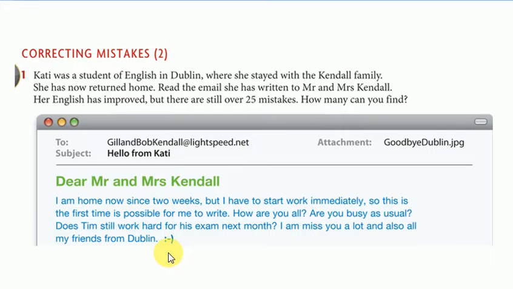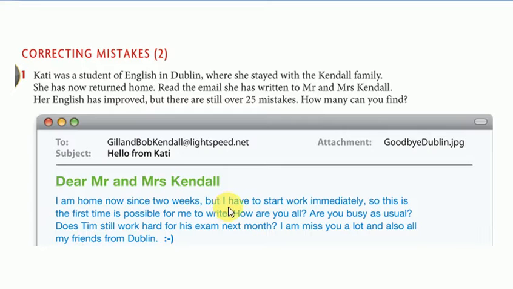Let's try to find out the mistakes and read the text in a correct grammatical way. Dear Mr. and Mrs. Kendall, I have been home for 2 weeks, because it's the period of time. So before a period of time, you do not use since, rather you use for.